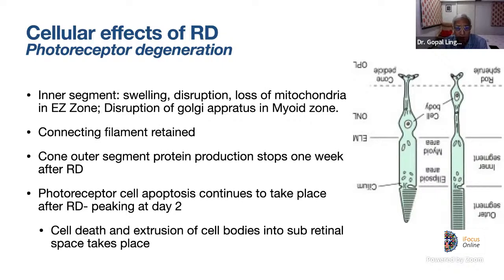The cone outer segment protein production stops within 1 week of occurrence of detachment, and photoreceptor cell apoptosis continues to take place after retinal detachment has occurred, although it peaks at day 2, it keeps on taking place. This results in cell death and extrusion of the cell bodies into the subretinal space.